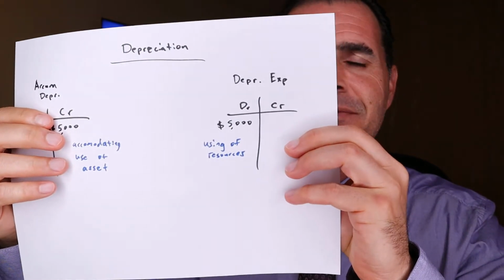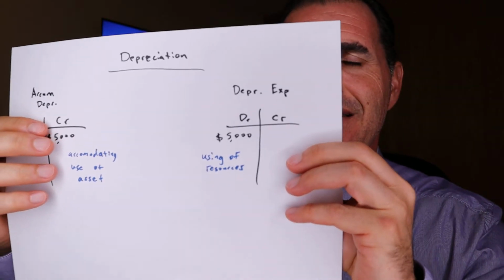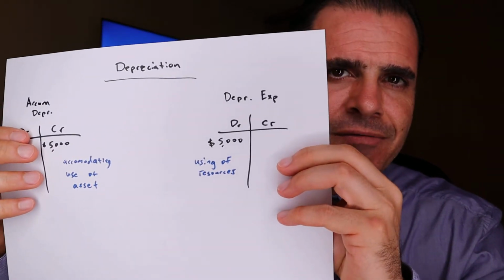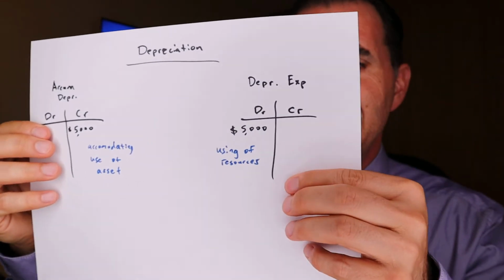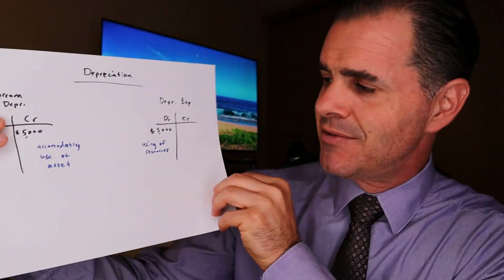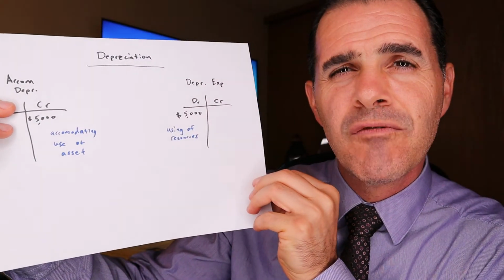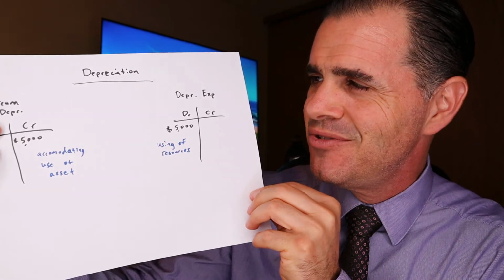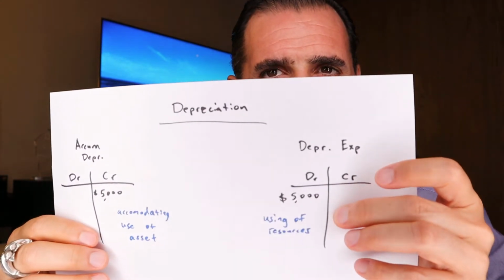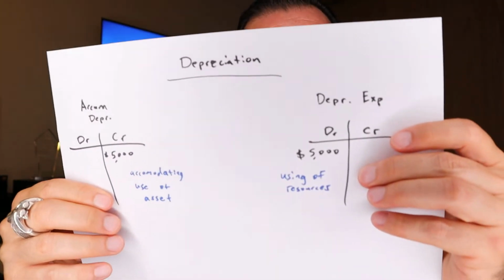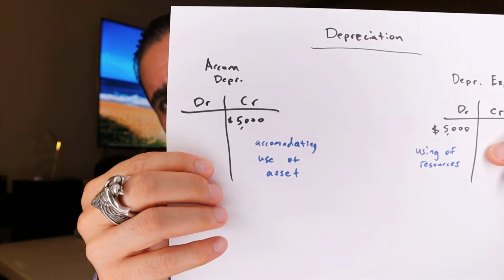All right. So the expense is depreciation expense, and we carry that account to recognize the year after year expenditure of the asset. So the debit is, and here we go. Let's see, what are we saying here? It's the using of resources. So we're using the resources of the asset, and it's depreciating, and that's the debit side of the depreciation. Every year we have to recognize the depreciation expense. So we debit depreciation expense, and the credit goes to accumulated depreciation.